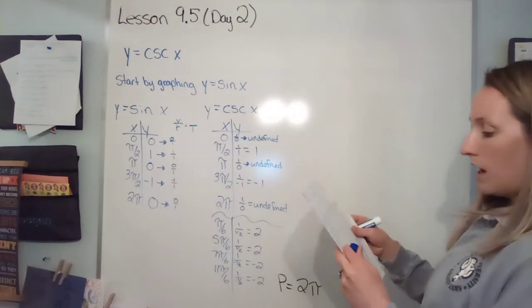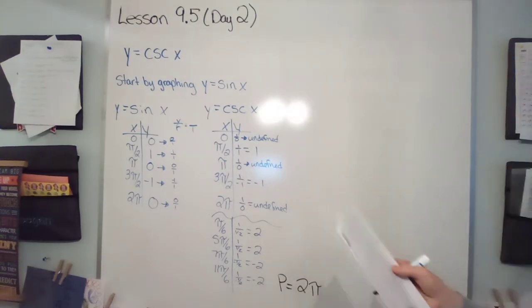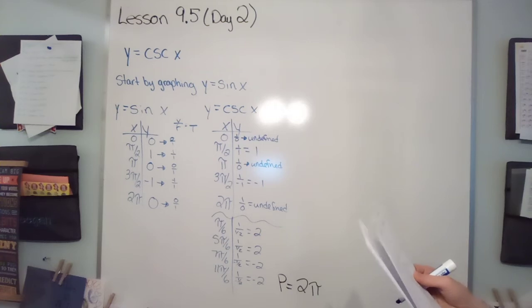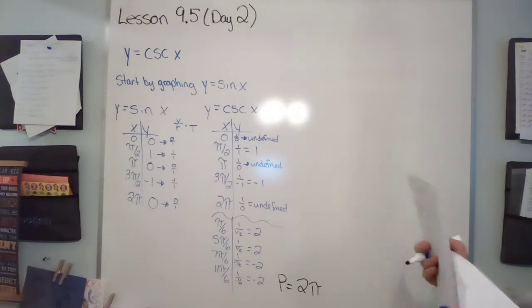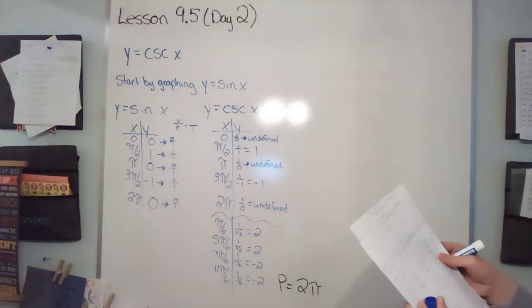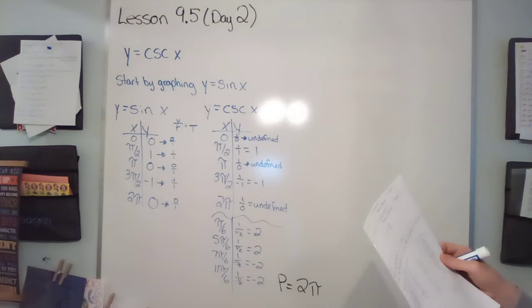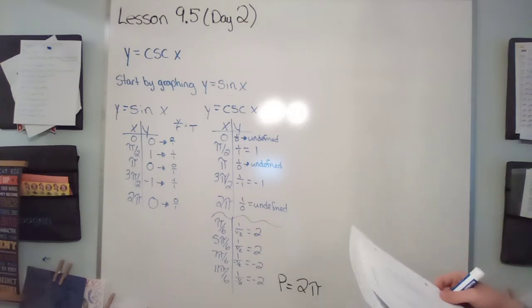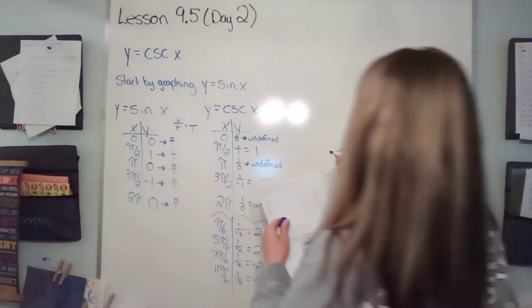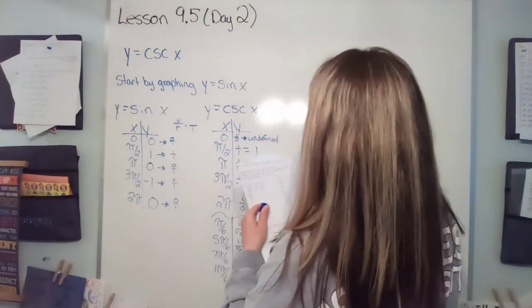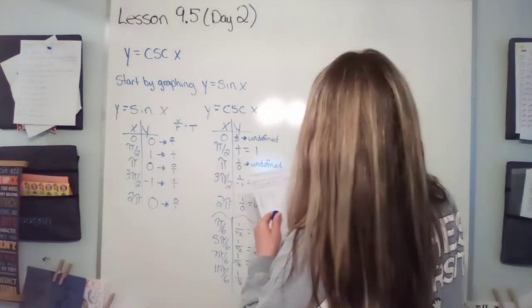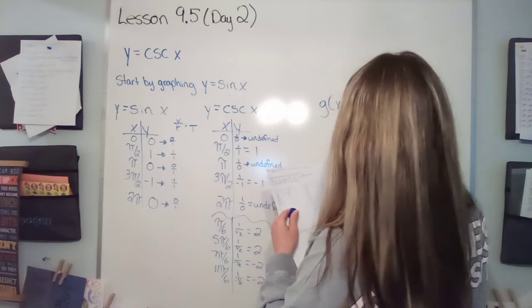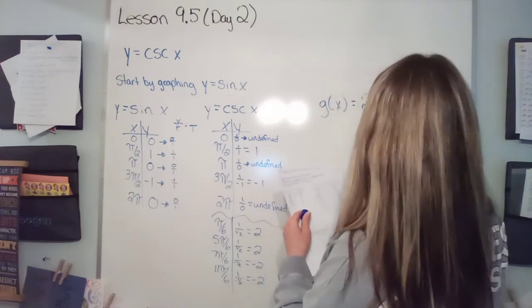Okay, so I'm going to have, which one did I want to do? Sorry, I'm trying to find the right graph. No, not that one. This one. No, not that one. This is the one. There we go. All right, so I want to graph g of x is equal to 2 cosecant pi x.